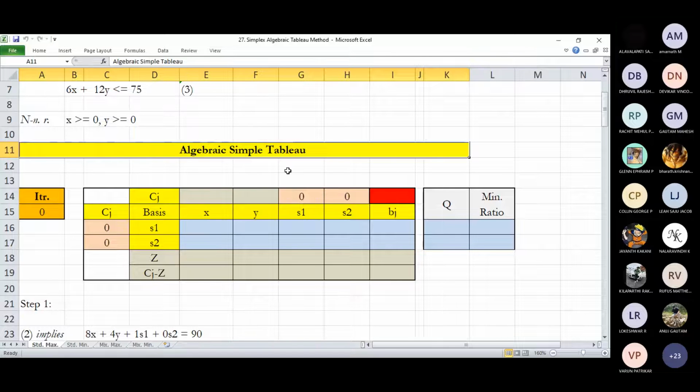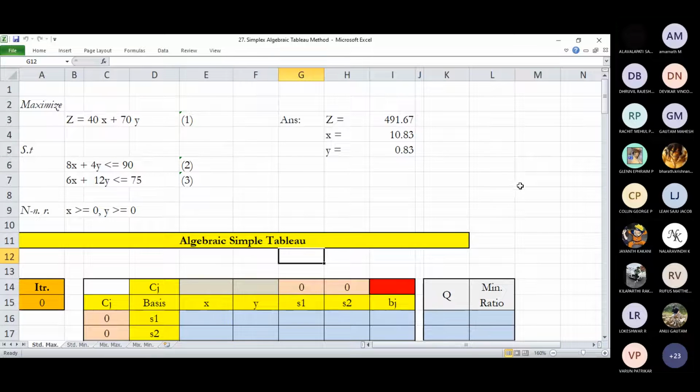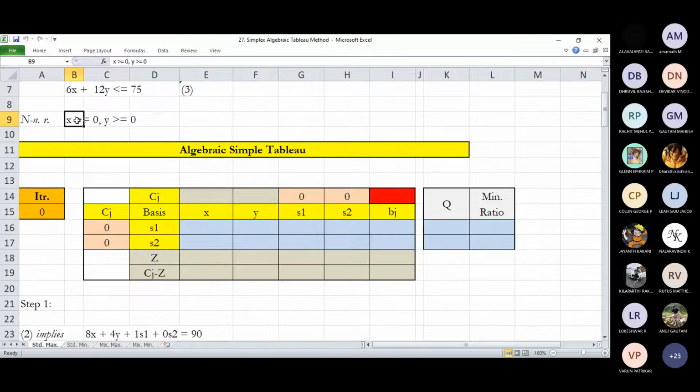All right. So this is typically the algebraic table. I'll just repeat, since we had a break in between. This is a maximization case where z equals 40x plus 70y, subject to constraints 8x plus 4y less than or equal to 90, and 6x plus 12y less than or equal to 75, and the non-negativity restriction, which is x greater than or equal to 0 and y greater than or equal to 0.